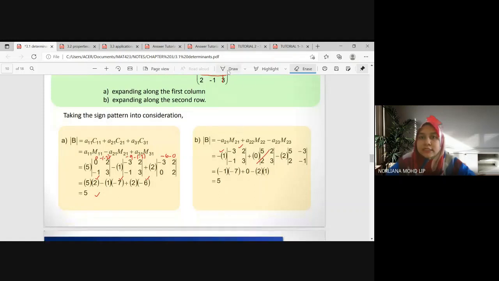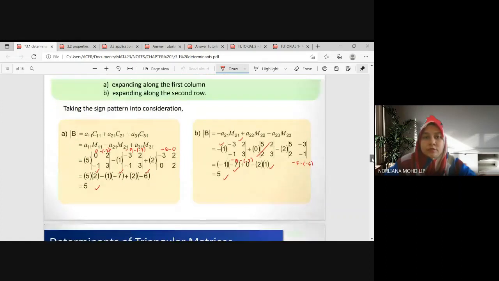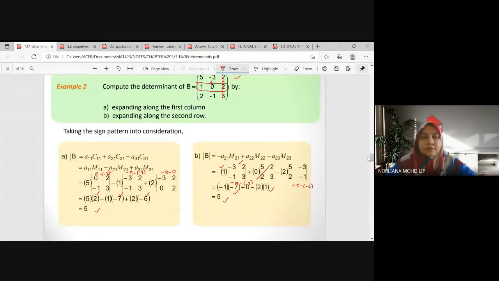Then we can find the determinant of this M21. It's equal to negative 9 minus negative 2, which is negative 7. Ini 0. Okay, this one, negative 5 minus negative 6, it's equal to 1. So the determinant of B is also equal to 5. Okay, you boleh pilih mana-mana lah, column ataupun row. Ada soalan tak untuk ni?